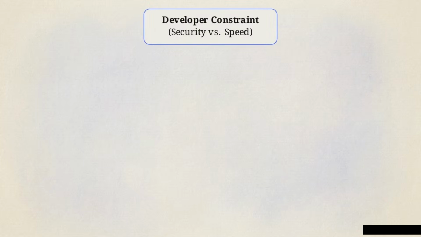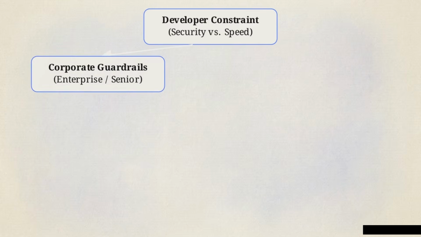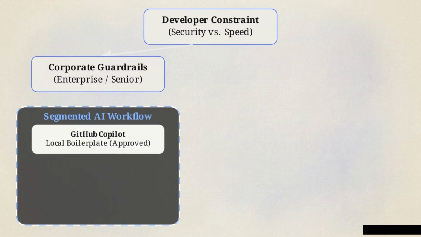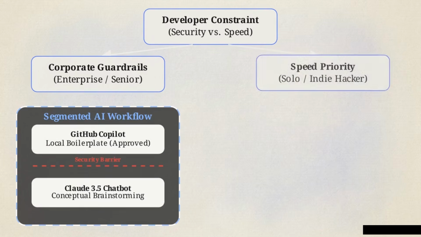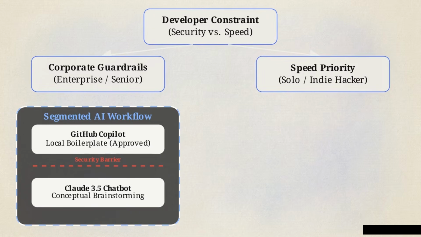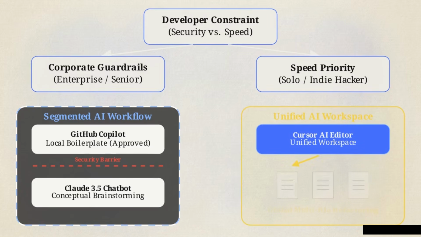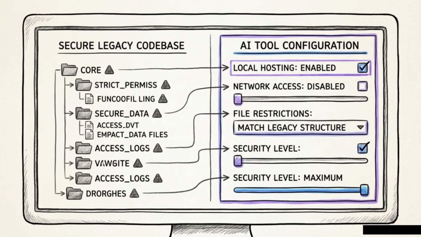To find your ideal setup, we can use this decision tree. You start by identifying your primary constraint as a developer. If you are an enterprise or senior developer locked into corporate security policies, choose Copilot for your local boilerplate and keep Claude completely separate for non-proprietary brainstorming. Alternatively, if you are a time-poor solo developer or indie hacker prioritizing raw deployment speed, adopt Cursor immediately. The multi-file editing speed easily offsets the friction of migrating. Ultimately, your codebase environment dictates your AI stack, not the other way around.